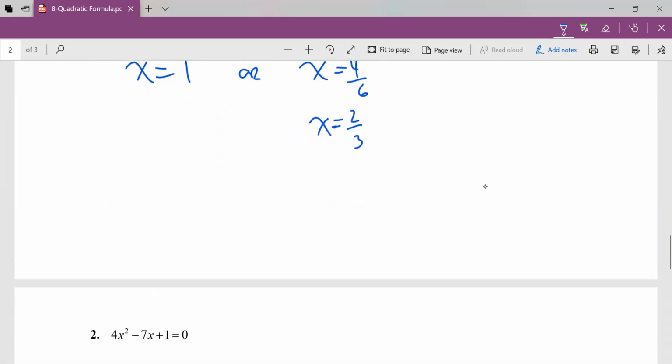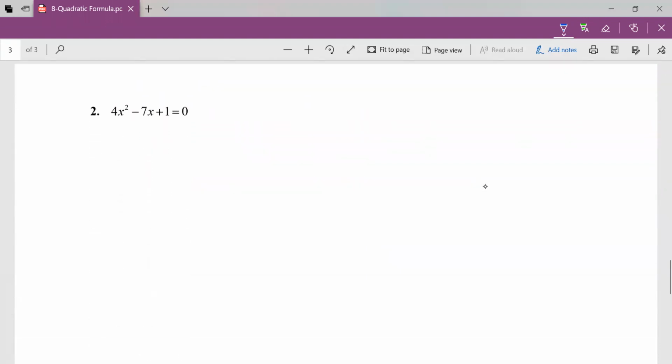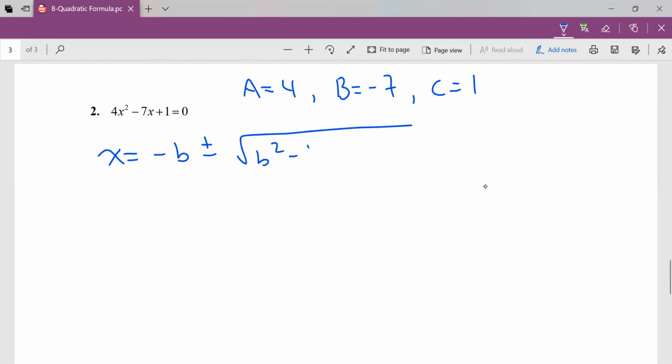Let's try another one. So if I was given this on a test, the first thing I would try to do is to factor. I can't. It doesn't factor. So then maybe I would complete the square, or I would use the quadratic formula. So again, never hurts. Write out what your values are. a is 4, b is negative 7, c is 1. Okay, let's write this thing down. Again, negative b plus or minus the square root of b squared minus 4ac, all over 2a. And we just start subbing values in.